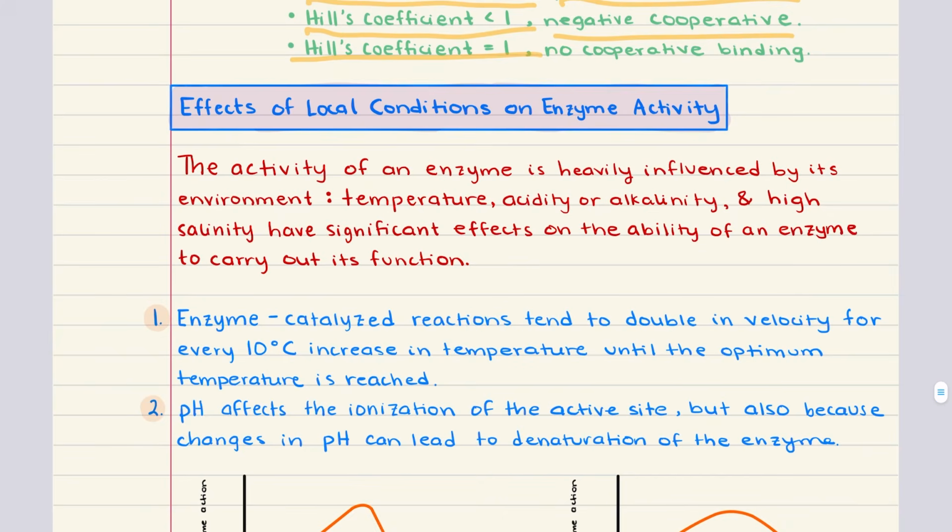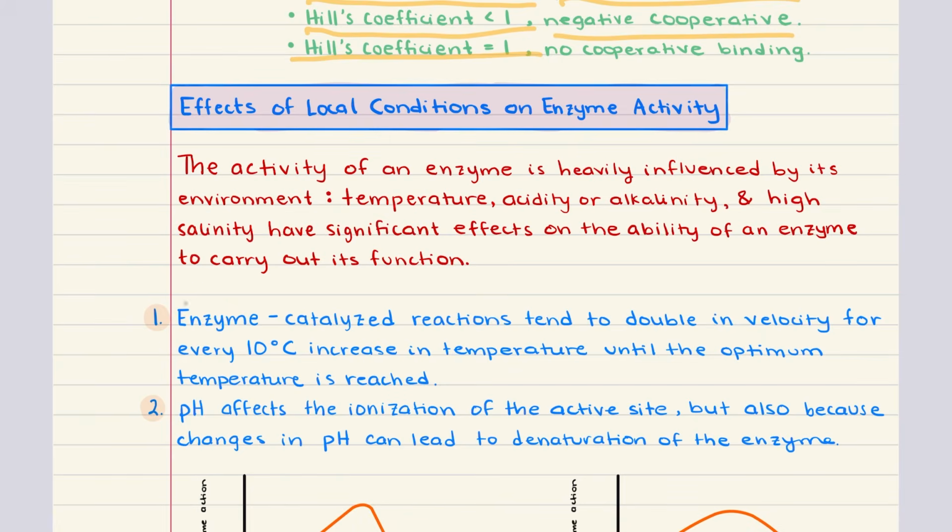Here we're going to cover the effects of local conditions on enzyme activity. Enzymes work under very specific conditions, and small changes in temperature, pH, or salt concentration can dramatically impact their ability to function. So let's walk through each of these environmental factors.